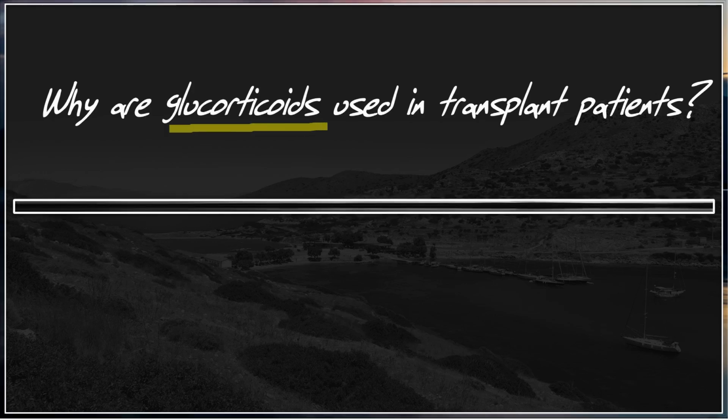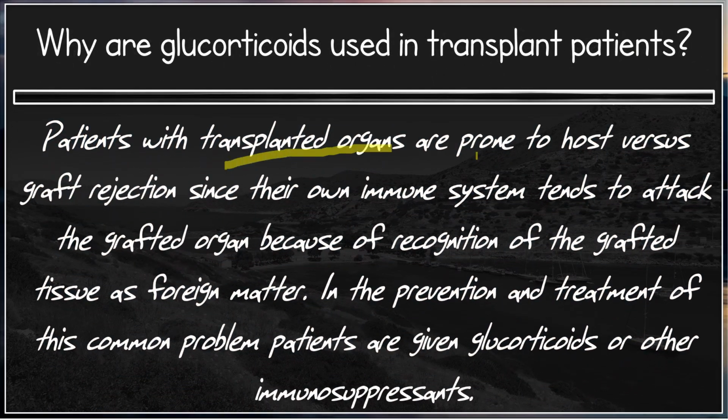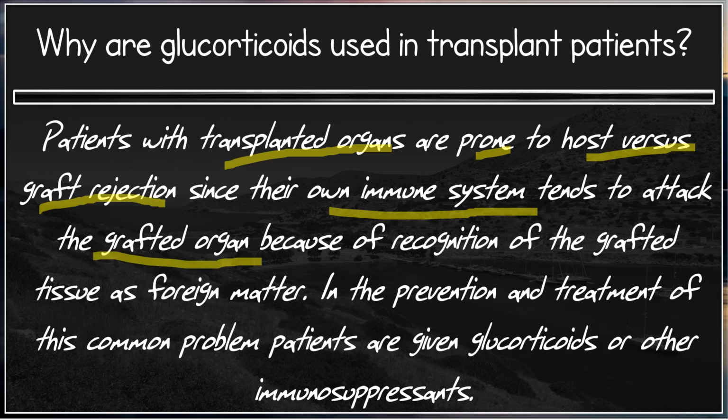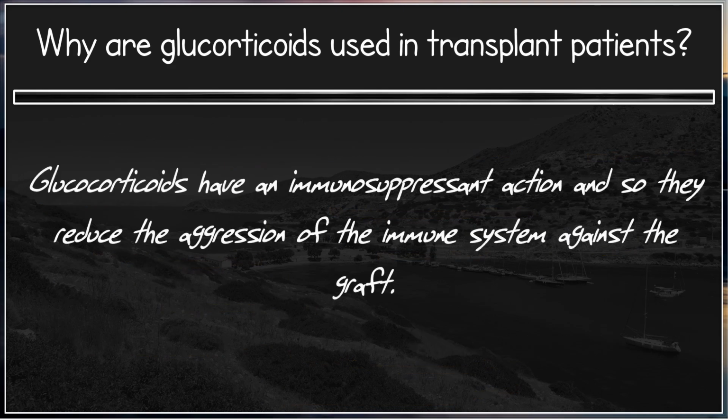Why are glucocorticoids used in transplanted patients? Patients with transplanted organs are prone to host versus graft rejection, since their immune system tends to attack the grafted organ because of recognition of the grafted tissue as foreign matter. To prevent and treat this common problem, glucocorticoids and other immunosuppressants are given early. Glucocorticoids have an immunosuppressant action, and so they reduce aggression of the immune system against the graft.